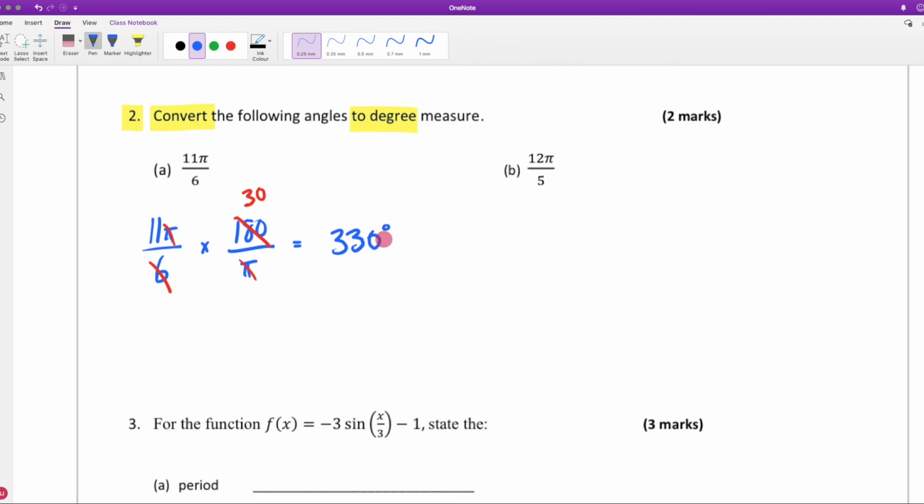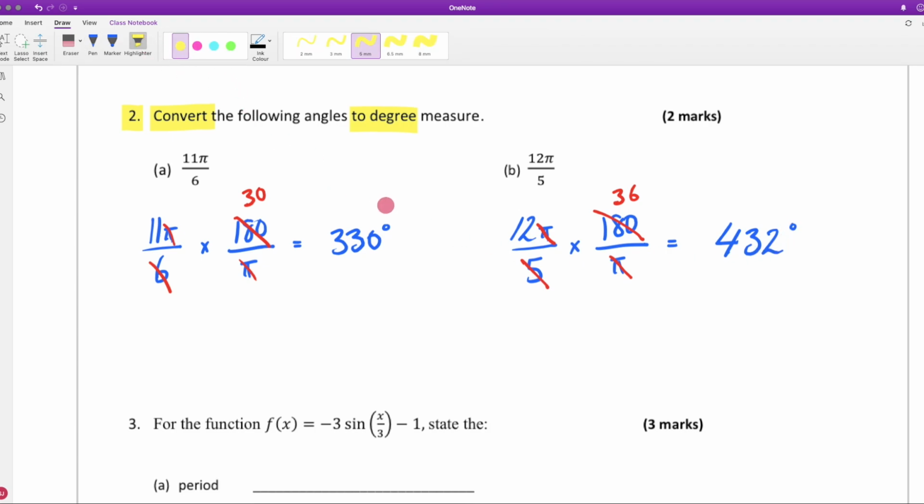Don't forget that degree symbol. You won't get your full marks if you don't put it. Next, let's go 12 pi over 5. I want to turn it into degrees, so I'm going to times it by 180 over pi. Once I'm here, I can do some cancelling. This pi will go away, and I know that 5 goes into 180 36 times. 12 times 36 is 432 degrees. So these are my 2 answers for question 2.